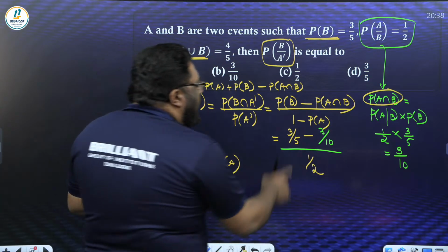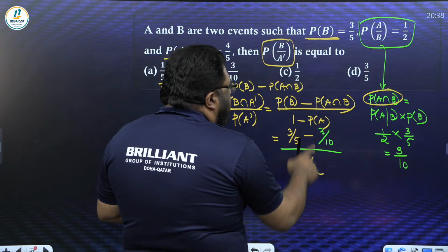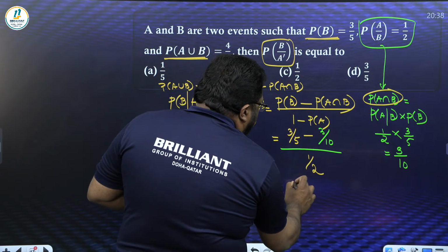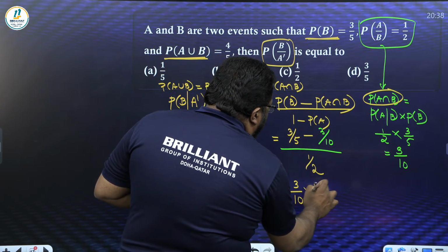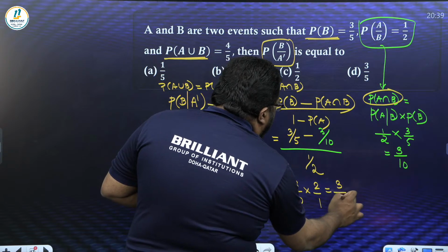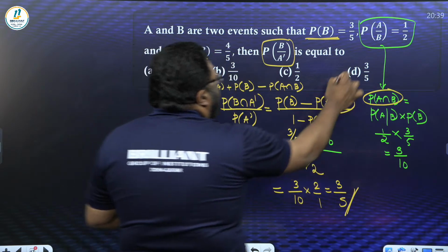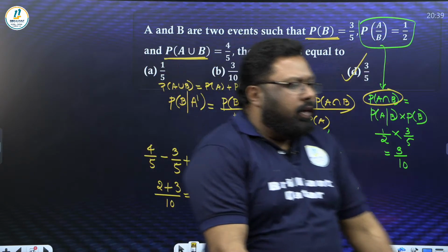So what's the final answer? LCM is going to be 6 minus 3, that is 3 by 10, 3 by 10 into 2 by 1, which is 3 by 5. Option D. Yes, beautiful answer.